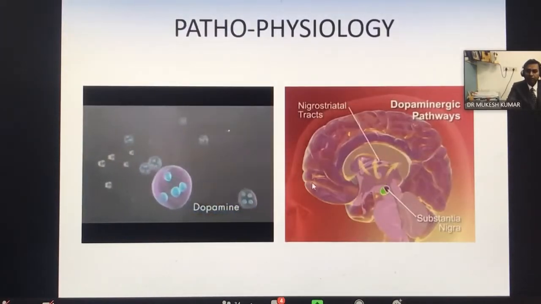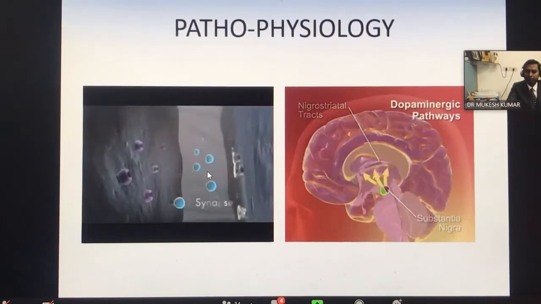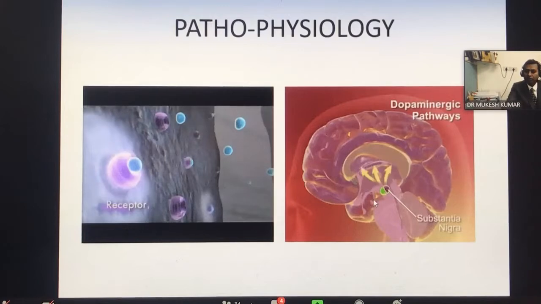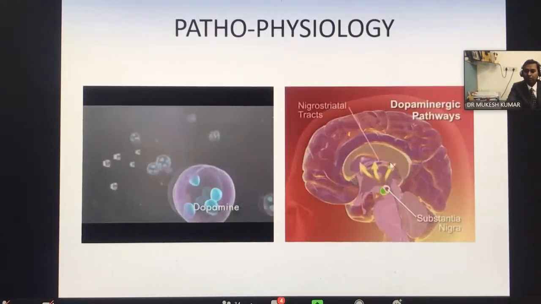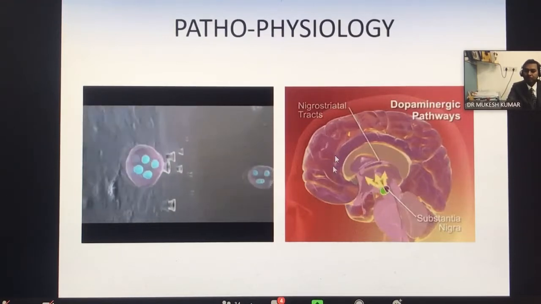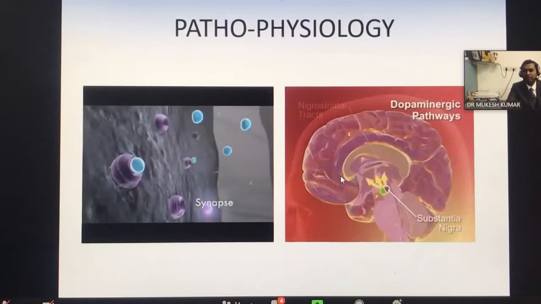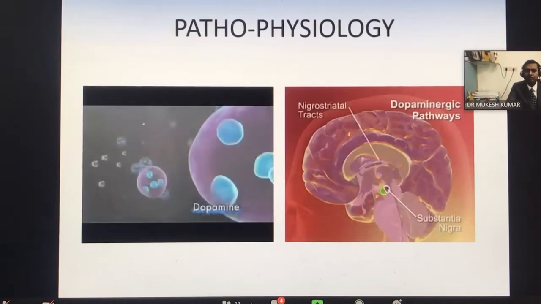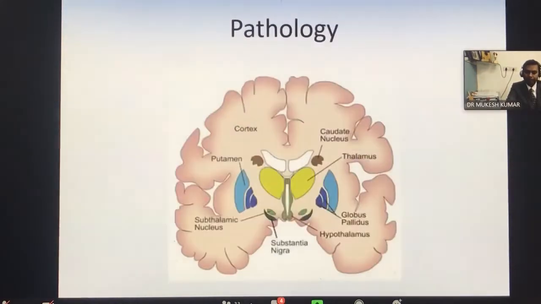In the pathophysiology, what happens? Dopamine gets connected to the surface receptors and then activates your motor system. It starts in the substantia nigra and regulates the whole of the basal ganglia. So deficiency of dopamine leads to slow activity, or in layman's words, our vehicle gets stuck in first or second gear. It is not moving into the third, fourth or fifth gear.